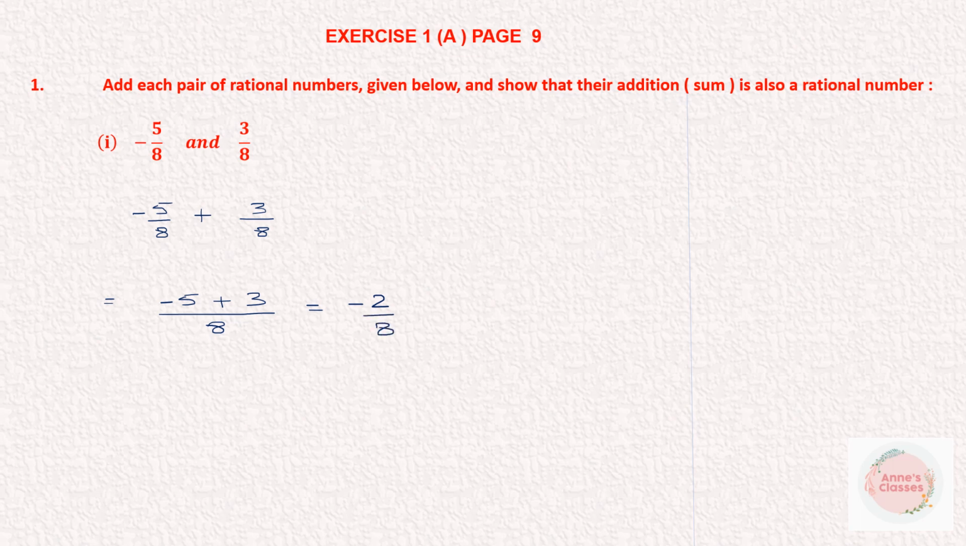Now we can reduce 2 by 8 to the lowest term. Now we can cancel both by 2. 2 ones are 2 and 2 fours are 8. So what do we have here? Here we have minus 1 by 4. So this is our answer. Minus 1 by 4 is the answer to the first question.